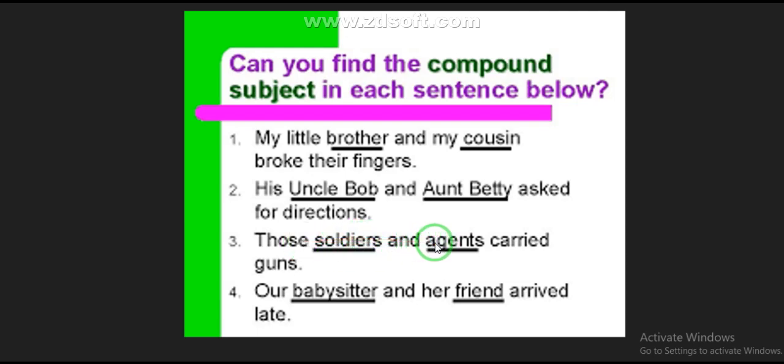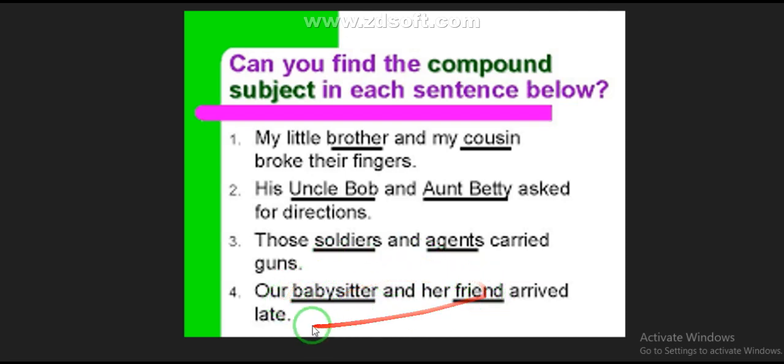Where's the compound subject? The compound subject is soldiers and agents. Okay, I'm talking about two subjects, so we call it compound subject. Our babysitter and her friend arrived late. Here we have two subjects. What are they? Babysitter and her friend. So babysitter and her friend, all of this here is the compound subject.